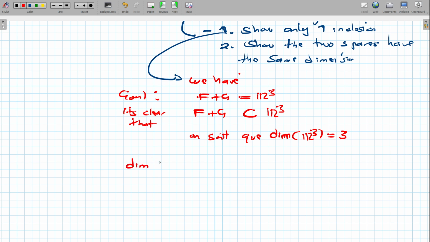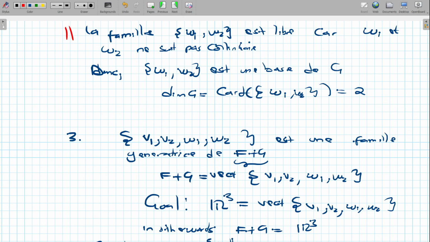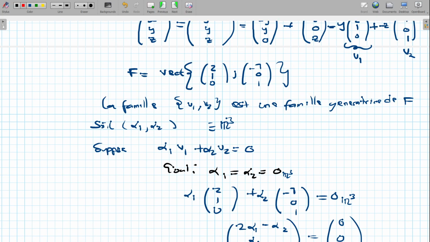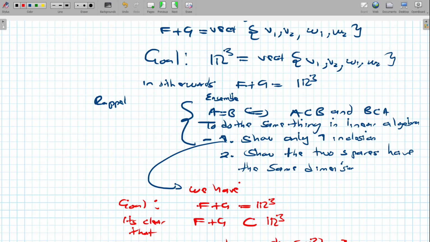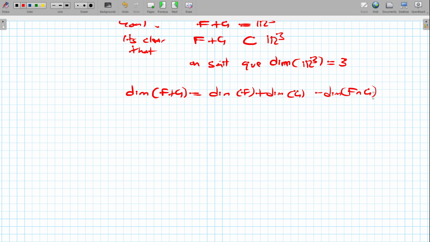So the dimension of F plus G is equal to the dimension of F plus the dimension of G minus the dimension of F inter G. Now, remember that we don't know the dimension of the intersection, because we skipped the second question. So what we're going to do is quickly solve the second question and then come back and plug in the dimension.